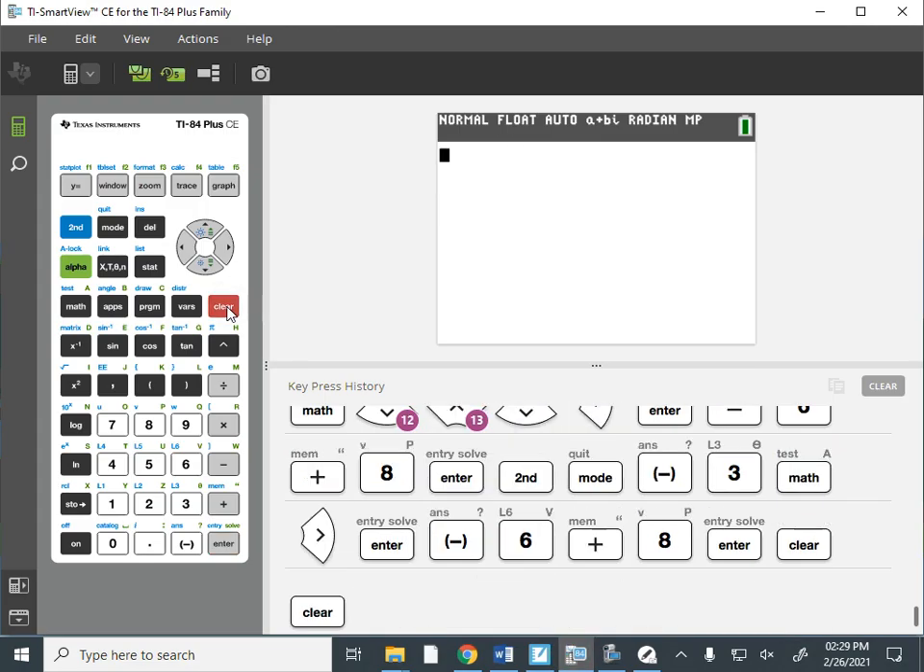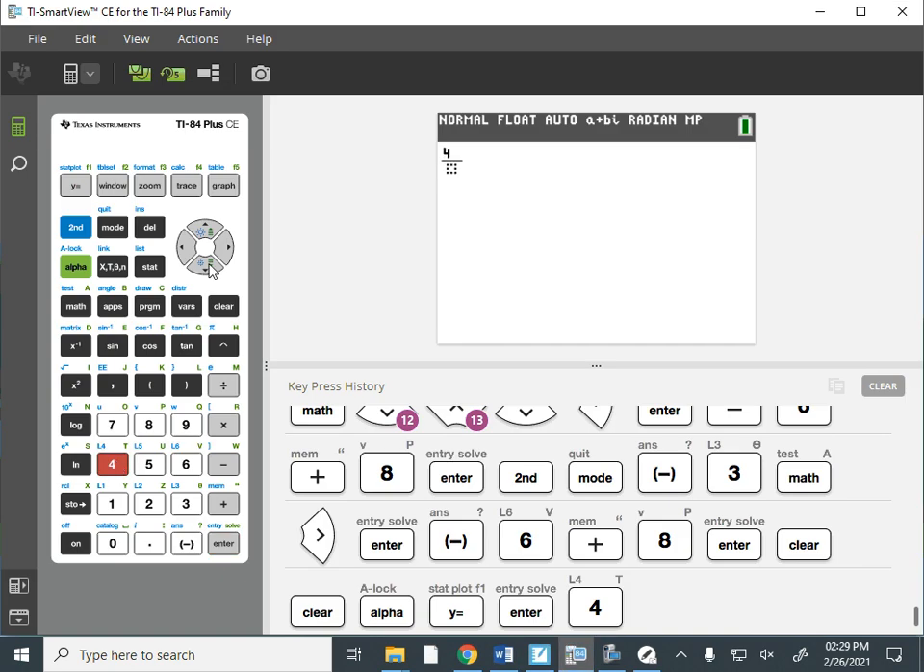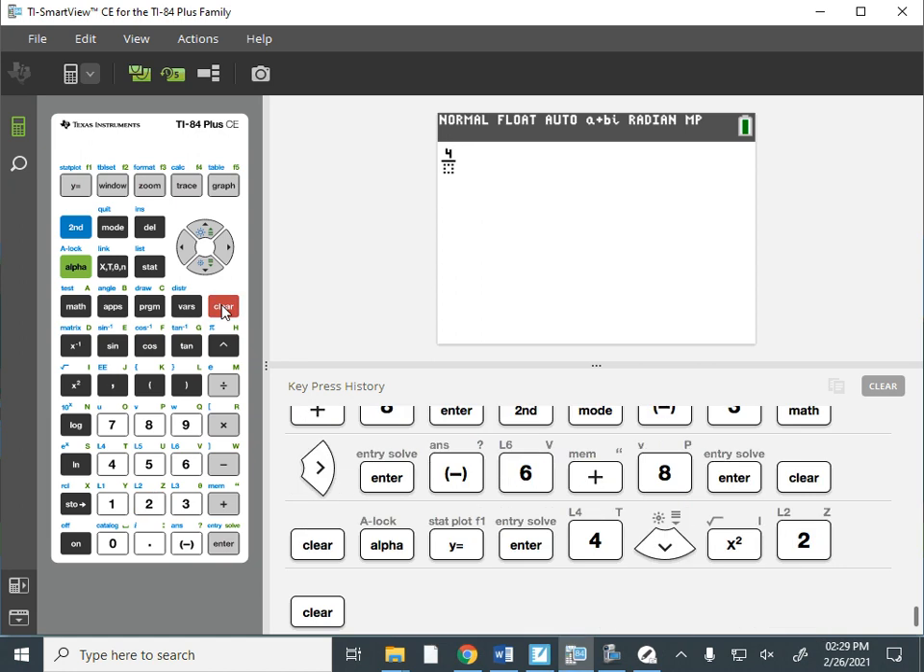I think we can try to use the alpha y equals button. Set alpha y equals enter. And we get 4 over radical 2. 4 over second x squared gives you the radical 2. Make sure you arrow out and arrow out again.